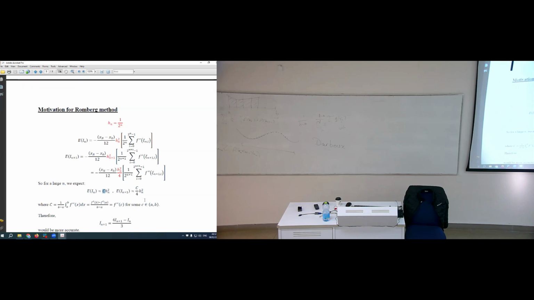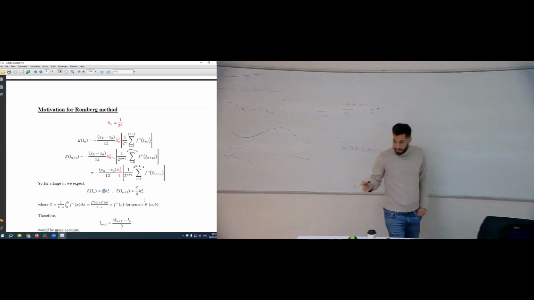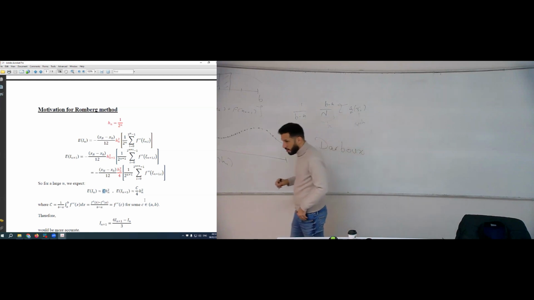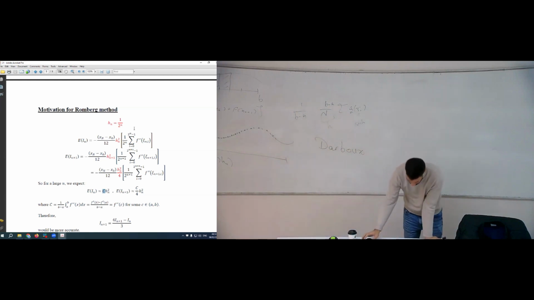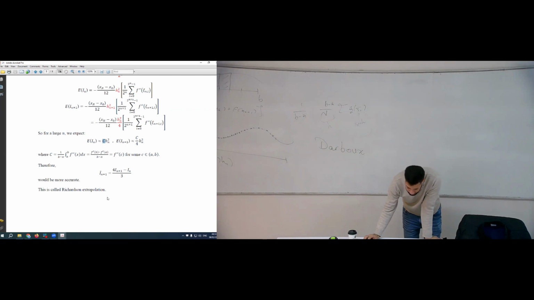So I have some evaluation, another evaluation of the integral. I take 4 of the second one minus 1 of the first one, divided by 3. So it is also an evaluation of the integral, but it's better than this and better than this in some way. That's the motivation, and now we will see how we can prove it. Okay. Any question? So at least you have to know this is called the Richardson extrapolation.